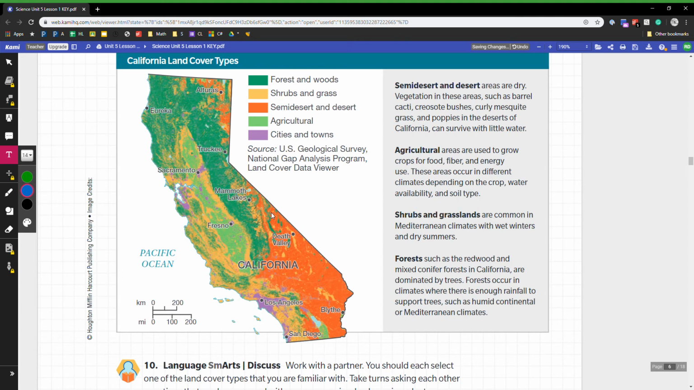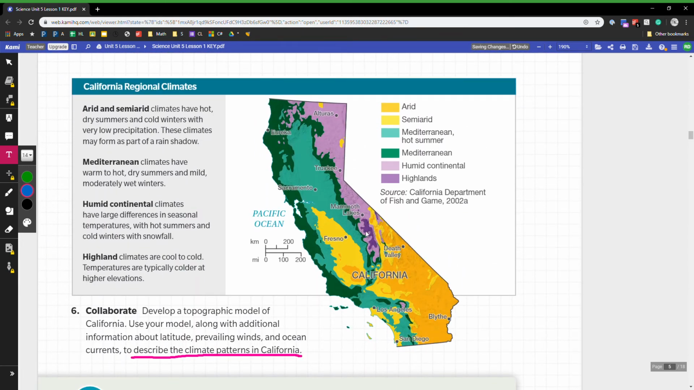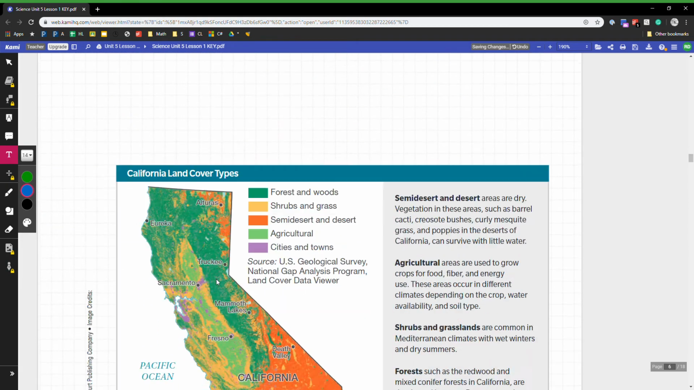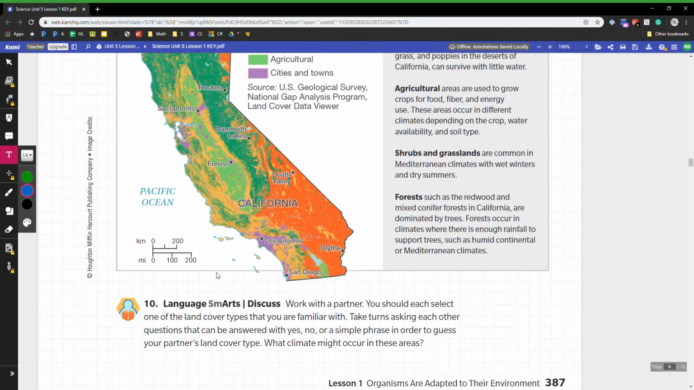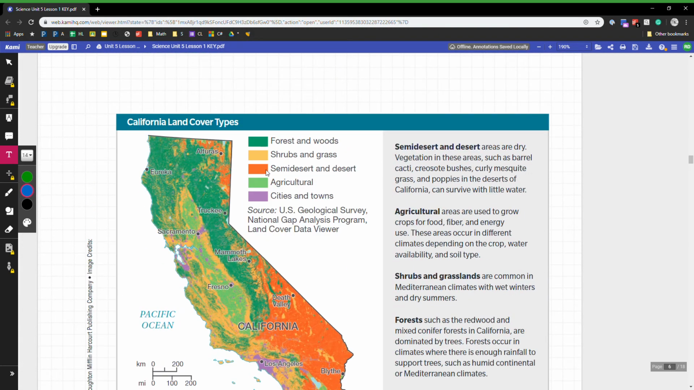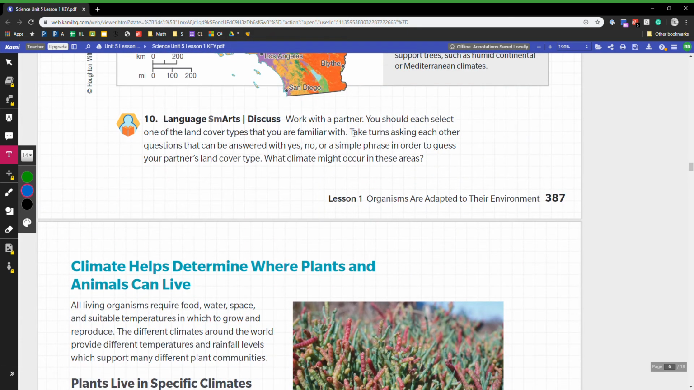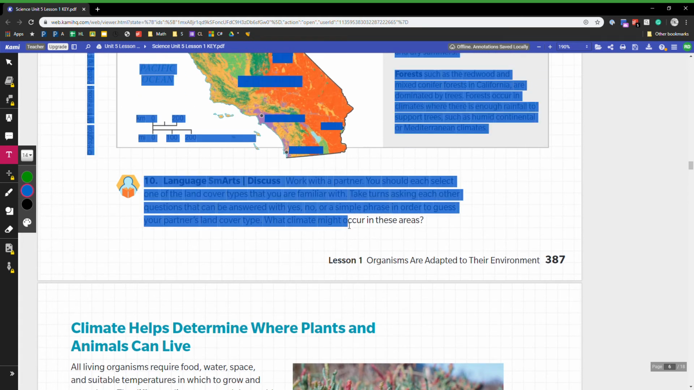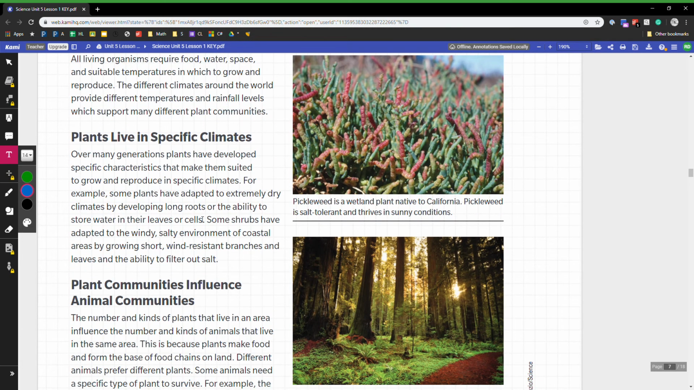And we're going to compare this map with this one up here, actually, of the climates, and see what looks similar between the two. They look pretty similar with different colors, but you can see how the different climates and these things kind of match up. And then with this one, you can just pick a cover type and say what climate might occur in an area, because we don't have partners.